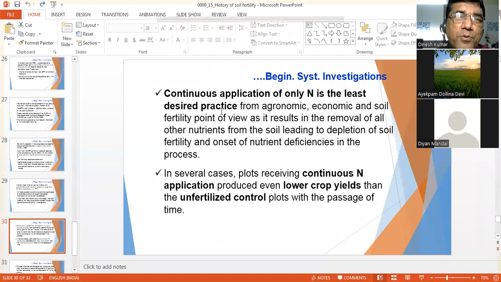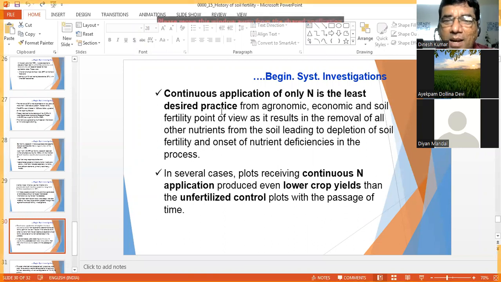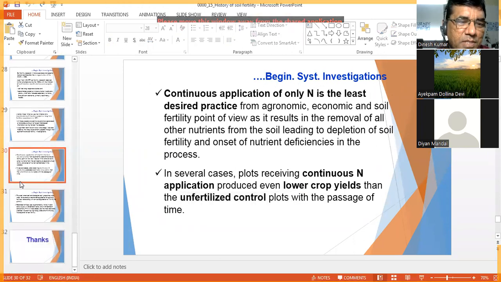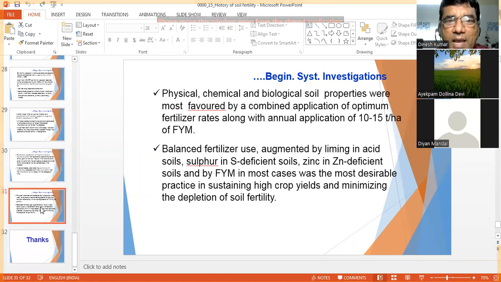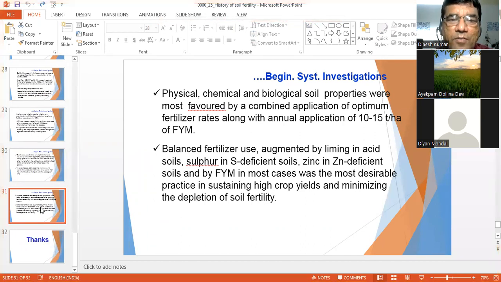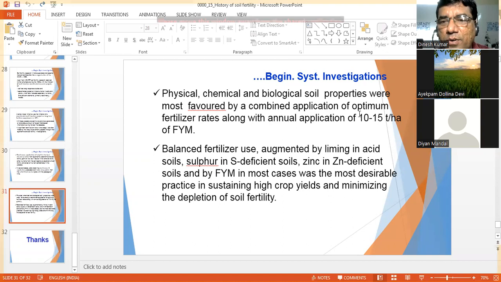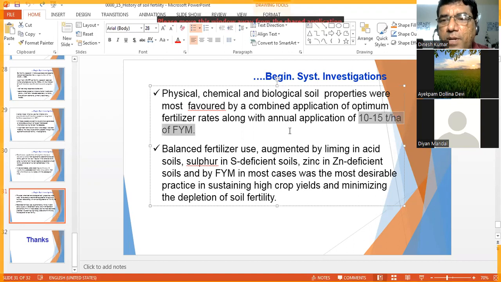But if you do not apply any nitrogen and grow plants continuously, at least you will get something, and your soil will not become as exhausted as in the case of only nitrogen supply. In several cases, plots receiving continuous nitrogen application produced even lower crop yields than the unfertilized control. So this is important. And physical, chemical, and biological soil properties were most favored by a combined application of optimum fertilizer rates along with annual application of 10 to 15 tons per hectare.